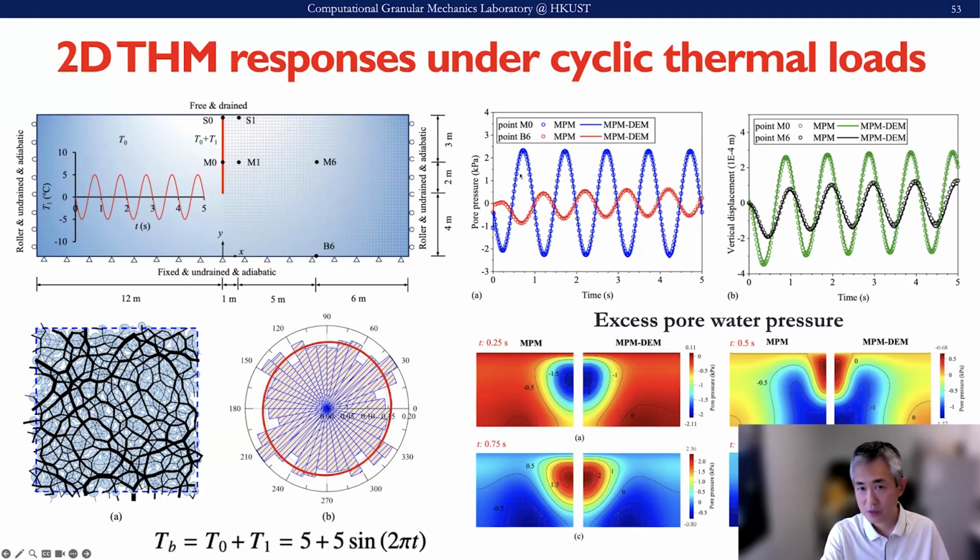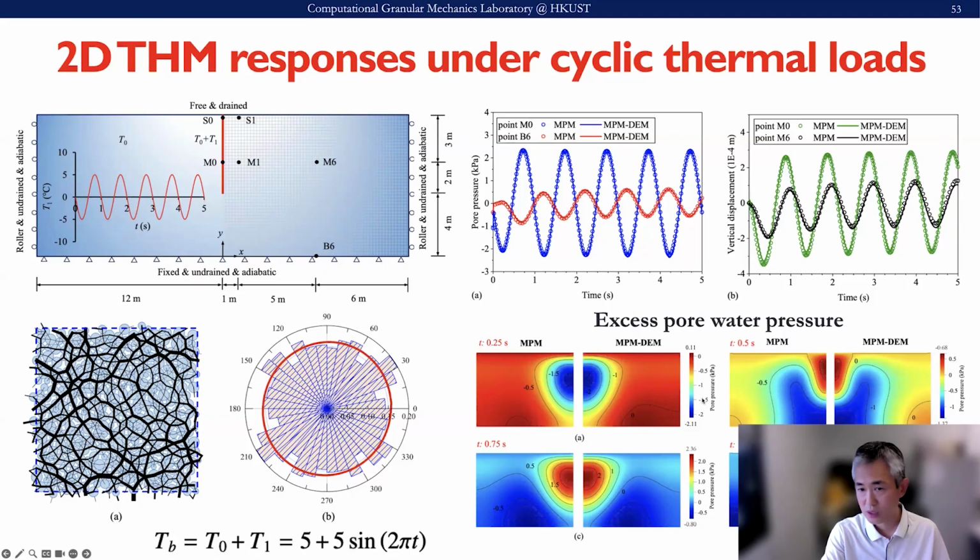So these are the different points M0 to M6. The ones far away feel the cycle less significantly than those close to the thermal source here, and the pore pressure will change cyclically. Okay, and also the vertical displacement at the two points here will also change cyclically with that.